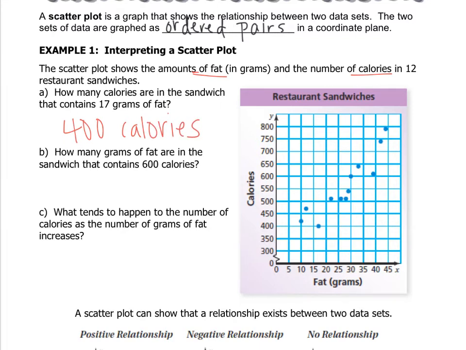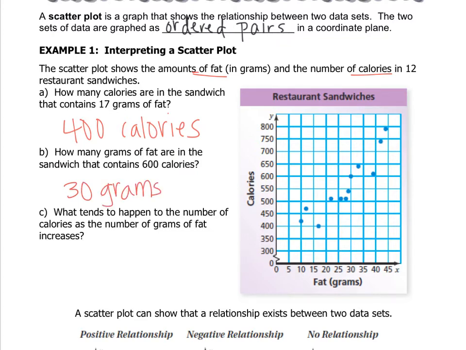Next question: how many grams of fat are in a sandwich that contains 600 calories? You just have to pay attention to which axis you're looking at. Now we're going to the 600 calorie side, and we're going to go over. It could be like 30 or it could be 40, so you can pick either one of those. Maybe 30, because I think it hits right there. This is probably like 610 calories or something. So let's say 30 grams.